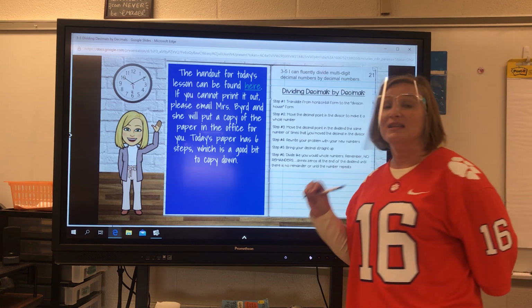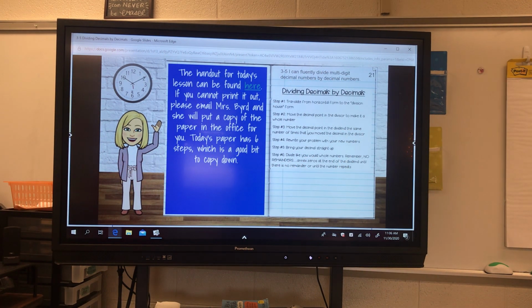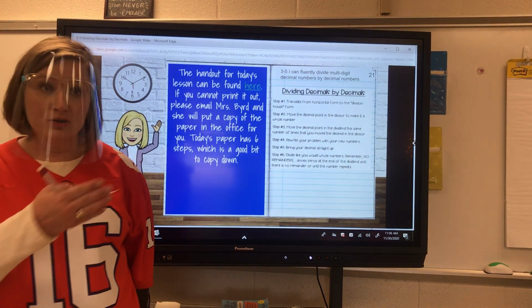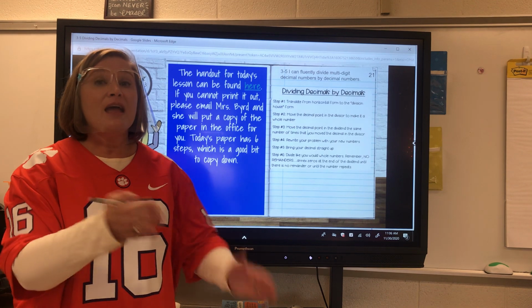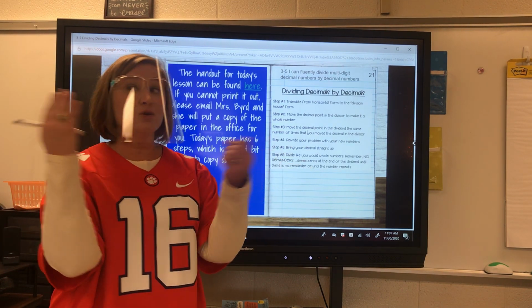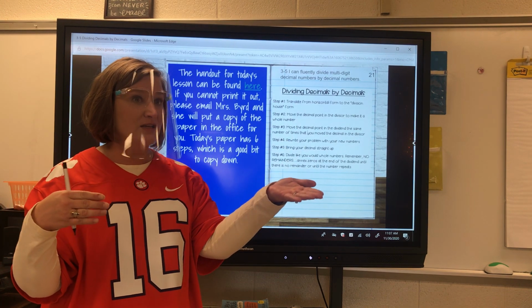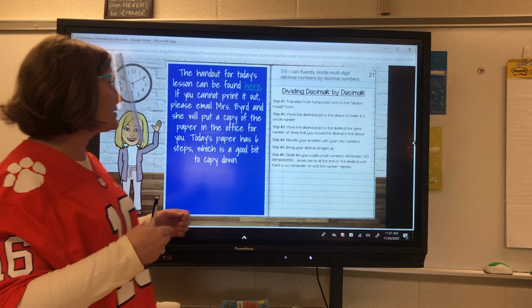Remember the analogy that I gave you a long time ago. If I go to the Dollar General and I buy M&Ms for Campbell, I have to what? Do the same for John, okay? If I do it for one, I've got to do it for the other one, okay? So if I do it for the divisor, the number outside the box, I've got to do it for the dividend, the number inside the box.